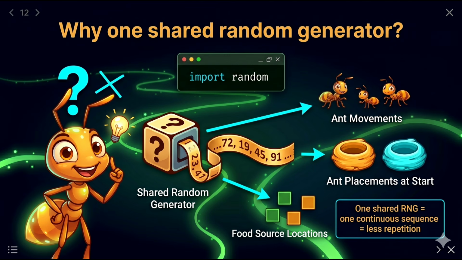Right at the top of the skeleton code, you have import random. The whole program uses Python's random module, a single shared random number generator for the entire simulation. Why? If you kept making new random generators, especially quickly, they might get seeded by the same system clock value and produce the same numbers repeatedly. So one shared generator gives one continuous non-repeating sequence. Again, this could come up in the theory questions.